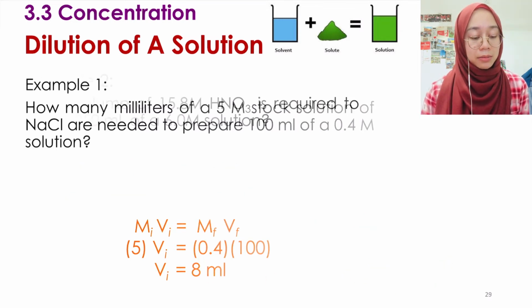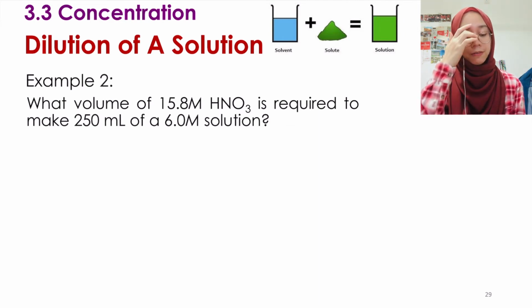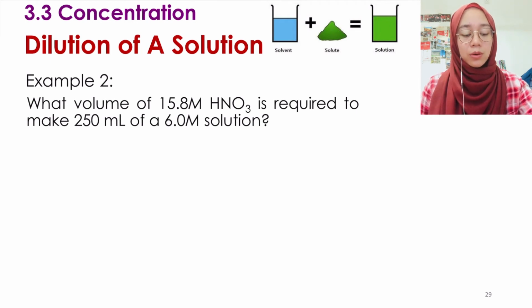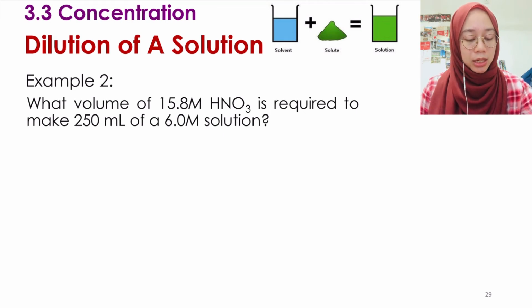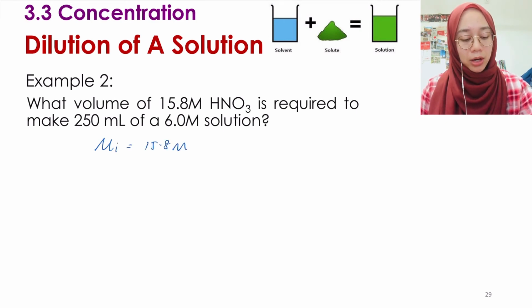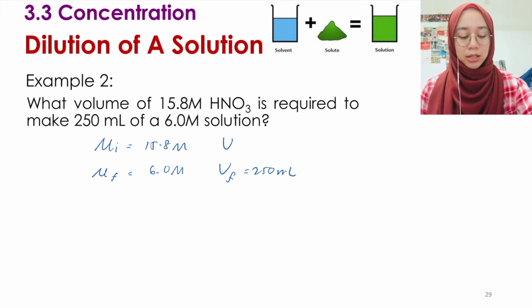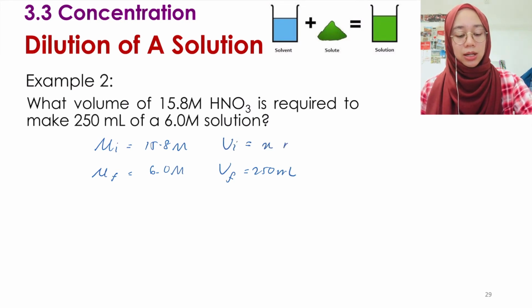Okay, and then example 2. So what volume of 15.8 molar nitric acid is required to make 250 ml of 6 molar solution? So again, keluarkan all the info yang ada kat sini. So benda yang sama sebenarnya kan. Kamu ada molarity initial which is 15.8 molar. You have molarity final 6 molar. You have the volume final 250 milliliter. So dia nak tahu volume initial. Okay, so ini adalah X ml.